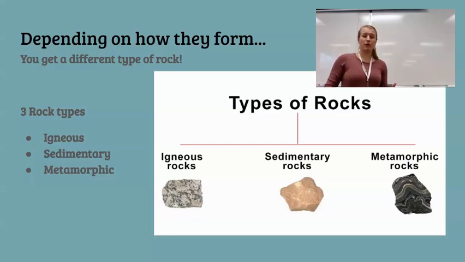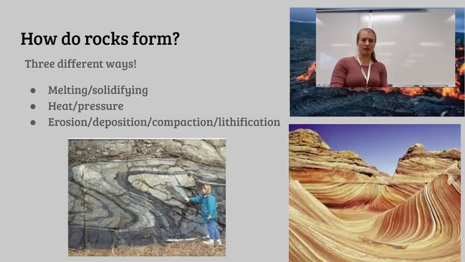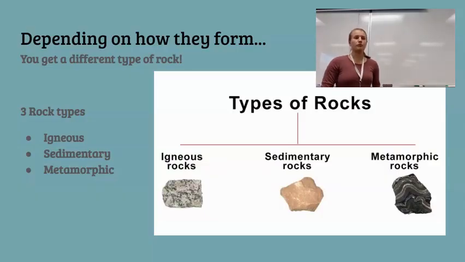So depending on how the rocks form, whether they melt and solidify, have heat and pressure added to them, or they go through the breaking up, moving, and then turning into a new rock phase, you get a different type of rock. So we have igneous rocks, sedimentary rocks, and metamorphic rocks.